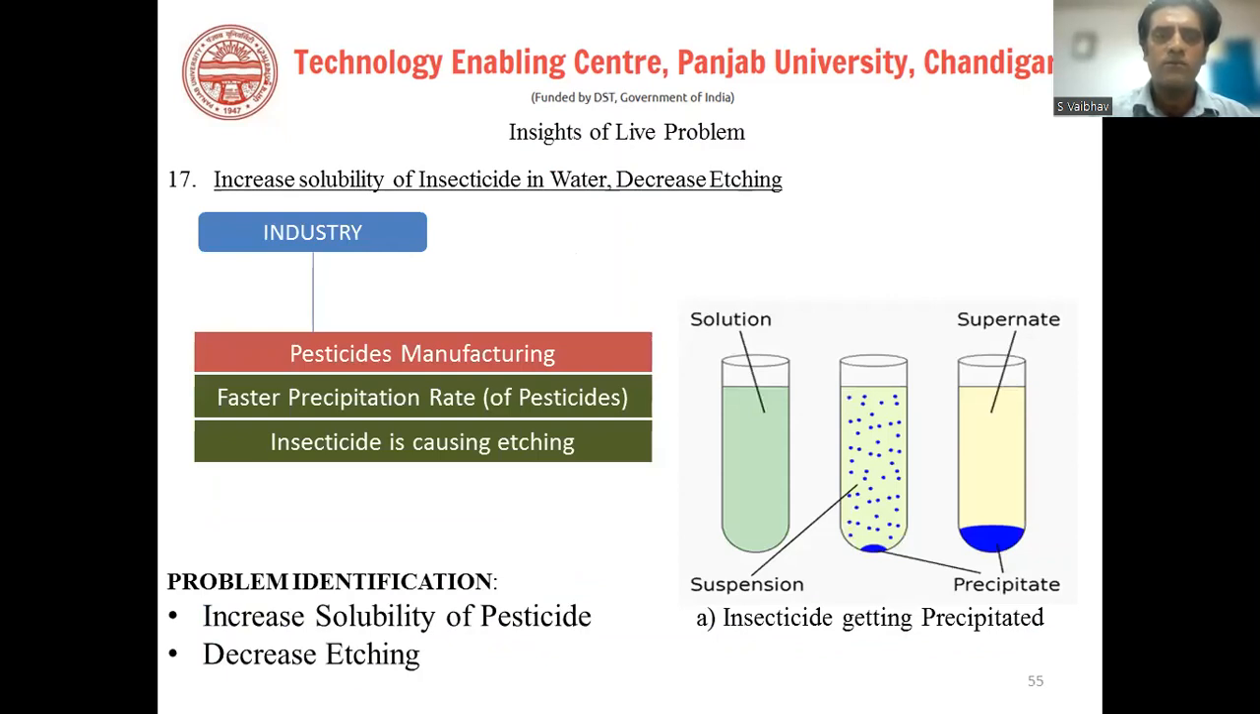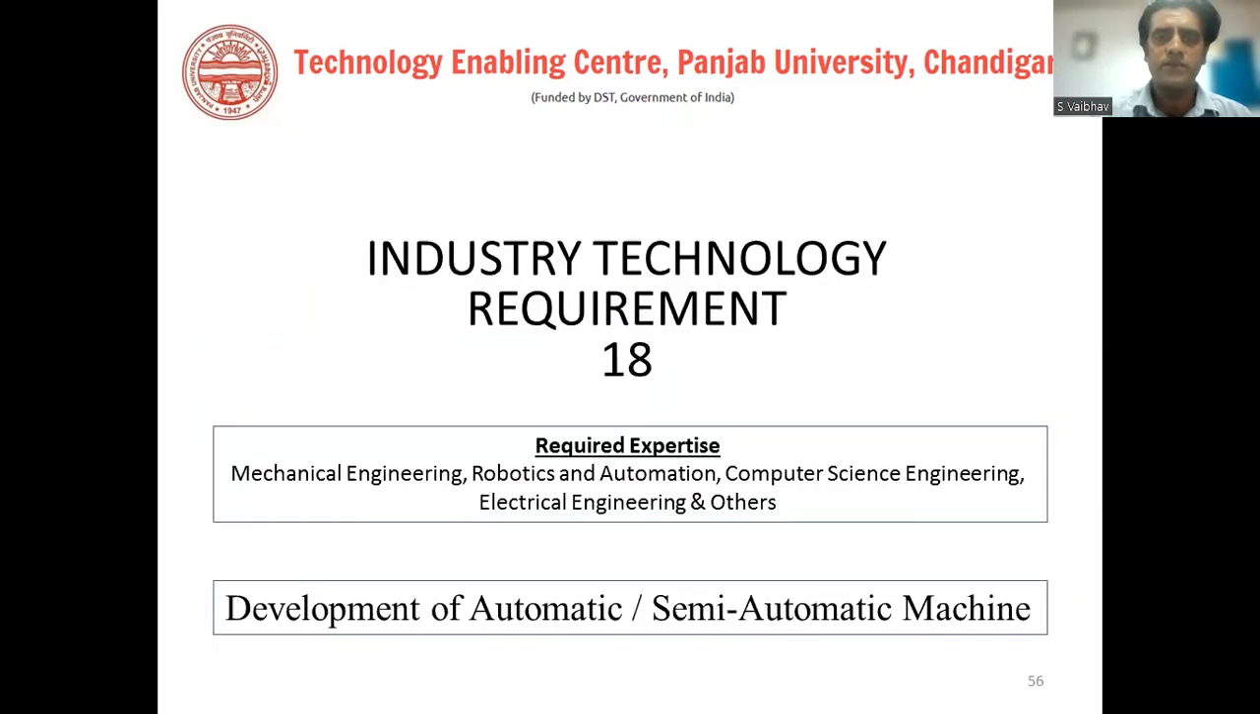They have a problem of faster precipitation rate of these pesticides, and the pesticide and insecticide is also causing etching. So they require a solution such that the technology can increase the solubility of pesticide and decrease etching.